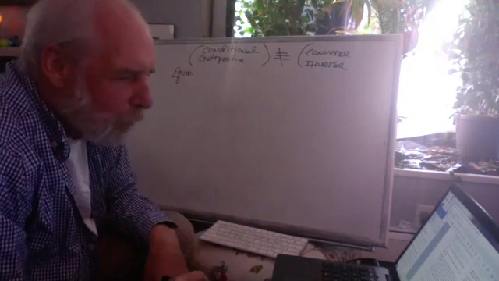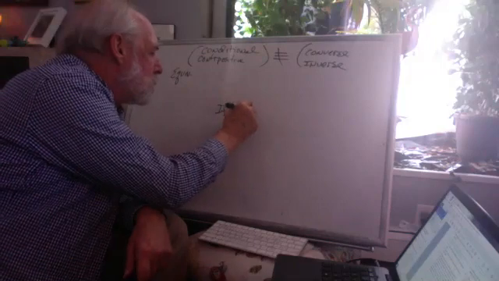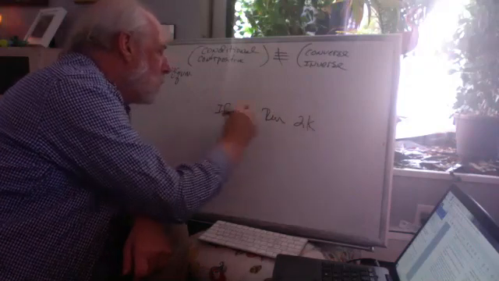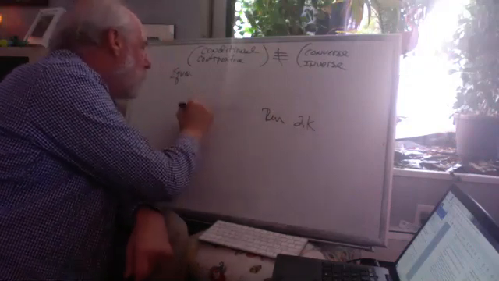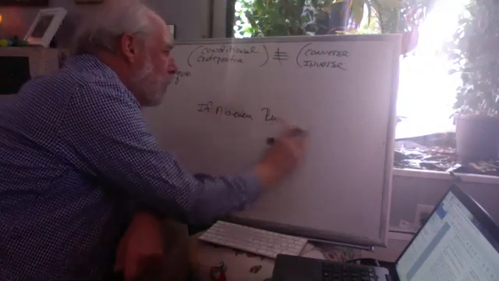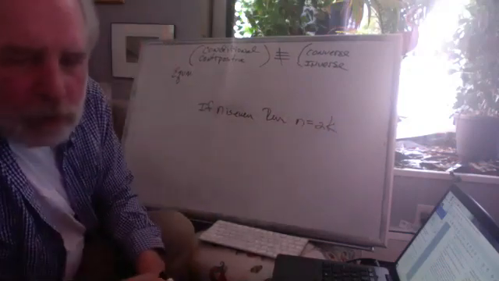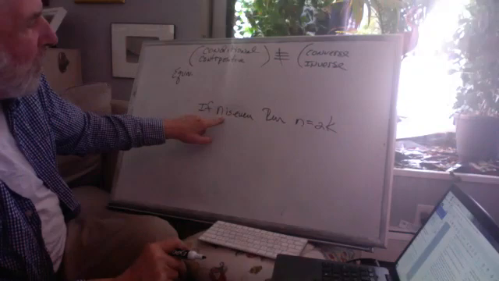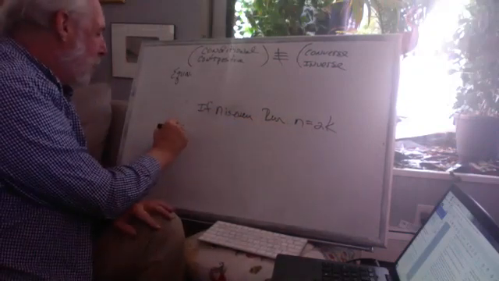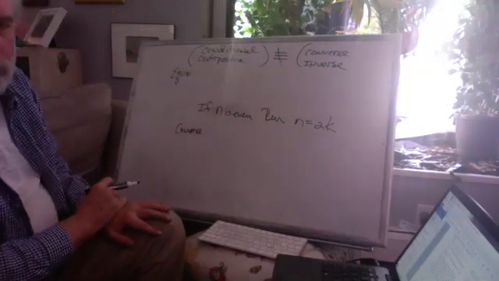So for example, let me think of one here. If n is even, then n is equal to 2k. Right, that's our definition of an even integer. If n is an even integer, then n is 2 times another integer. Now the converse of this, so what's the converse of this?